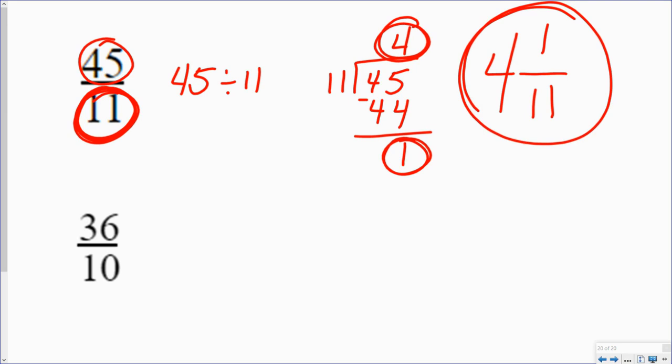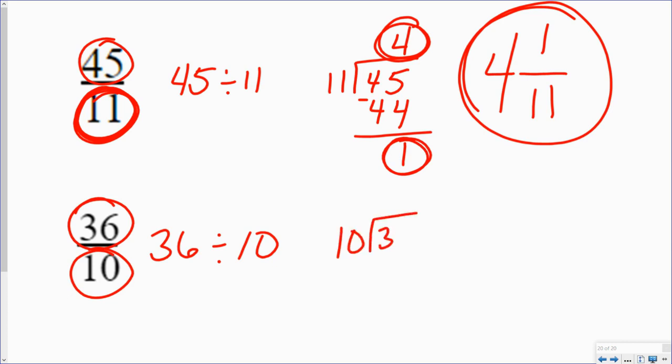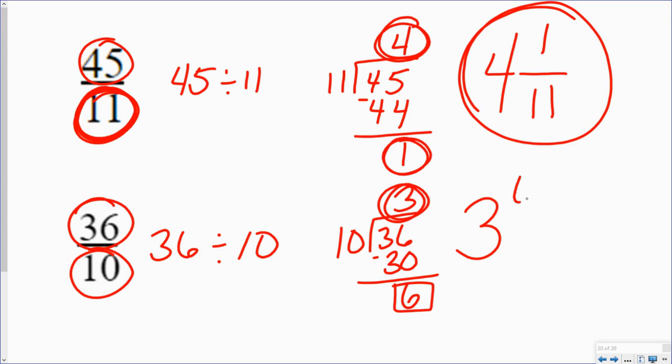If I look here at 36 over 10, I do the same thing. This is 36 divided by 10, because again, 36 is larger than 10, an improper fraction. So I set that up. Well, it can go in there 3 times, which gives me 30. I subtract and I get 6. So the whole number is 3, because that's how many times it goes in there evenly. The leftover was 6, so that's my numerator, and my denominator stays the same, which is 10.